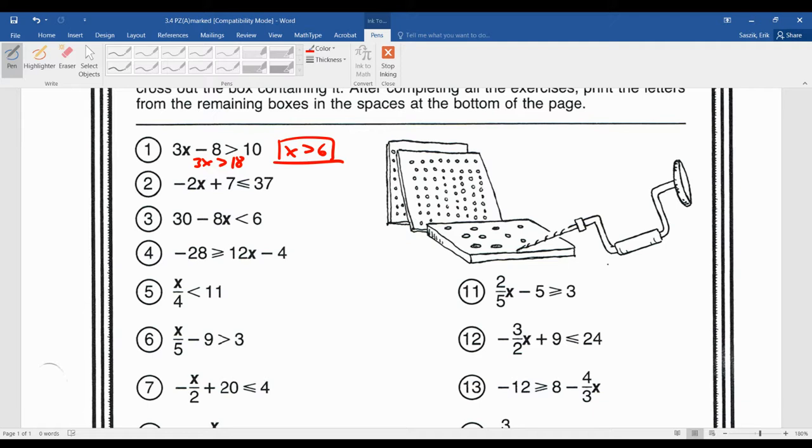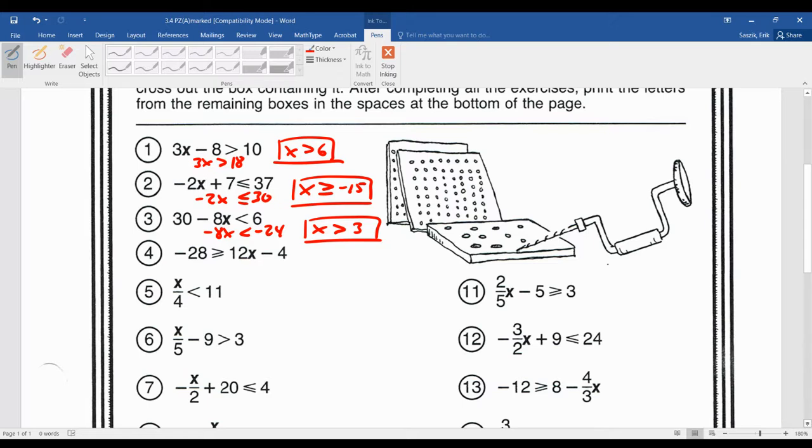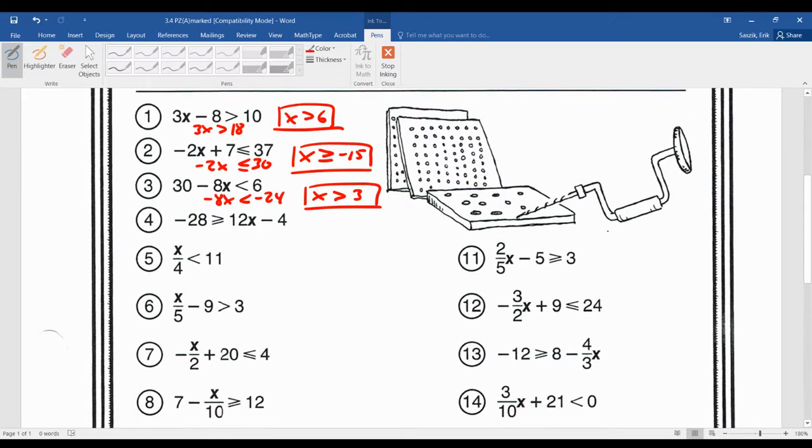Okay. Here, we're going to move the 7 over by subtracting, so we get less than or equal to 30. Now, when I divide by -2, remember, this direction changes. That becomes greater than or equal to -15. Okay? -8x, I'm going to move the 30 over by subtracting. I get -24. Again, I have to divide by a negative, so I get greater than +3. So there's just so many things to be careful with here, okay?